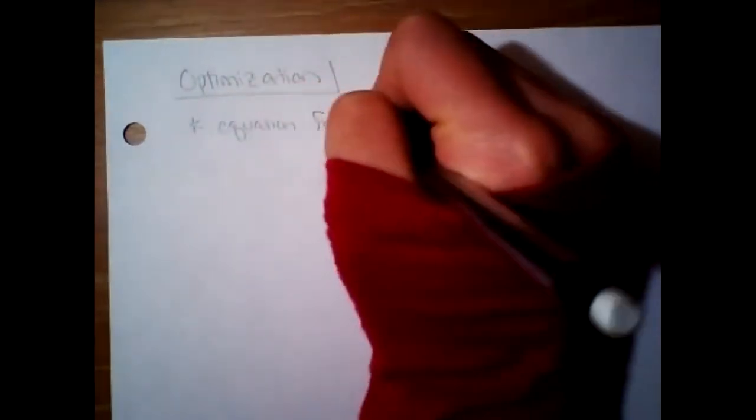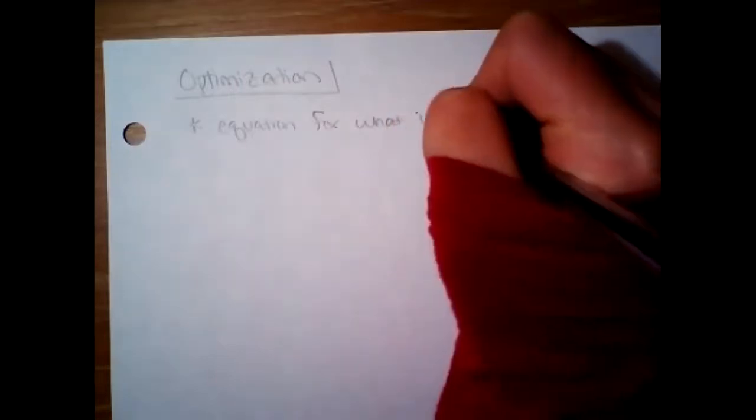Right? So for optimization, these are also word problems, but they're easier than the related rates because you only deal with one equation and you get it in terms of one variable. With the related rates, there were lots of variables and everything was moving. The optimization is a little bit simpler than that. So the first thing that you're going to do is get an equation for what is being optimized.